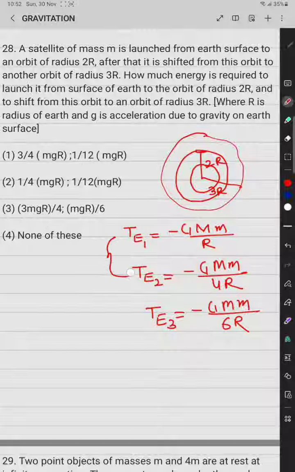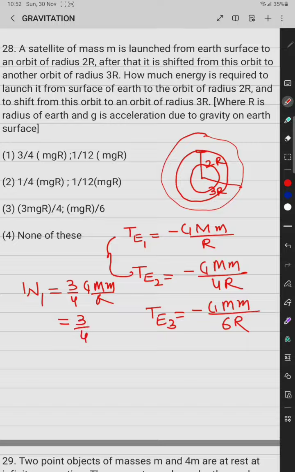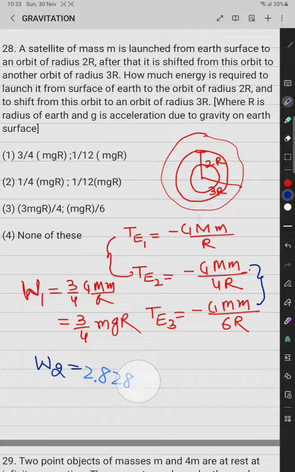So what is the work done in the first process? Work done in the first process is 1 minus 1 by 4. It is 3 by 4 of gmm by r, or we can say it is 3 by 4 times small m g into r. That is the work done in the first process. And the work done in the second process, when it goes from orbit to orbit, is 1 by 4 minus 1 by 6.